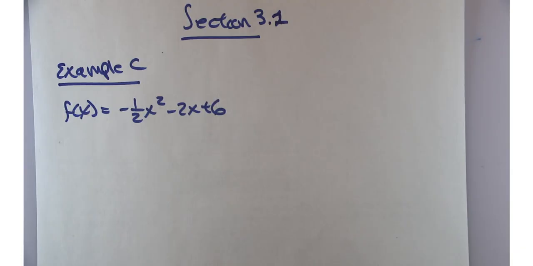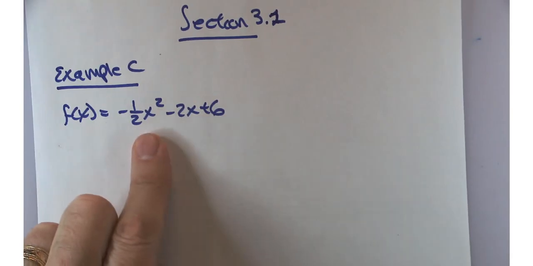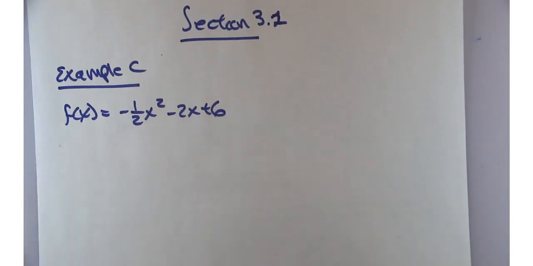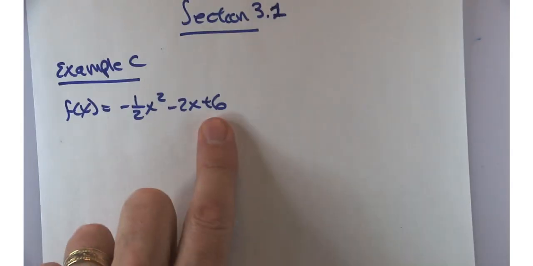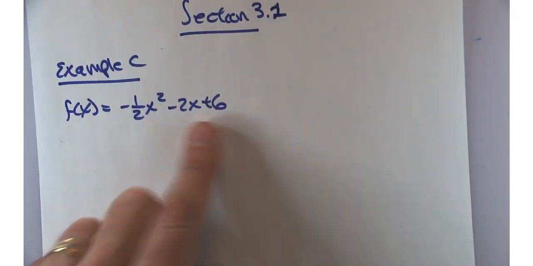Now, can you tell me anything about this parabola as it stands, just by looking at the form of this equation? Yeah, it's going to open face down. In fact, there's one other thing that I would ask you for, and that's the y-intercept, where the graph crosses the y-axis. Can anyone tell me where that would be? At 6. Nice.